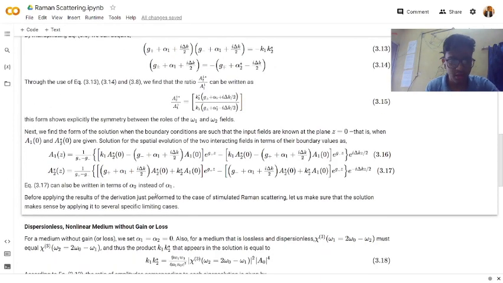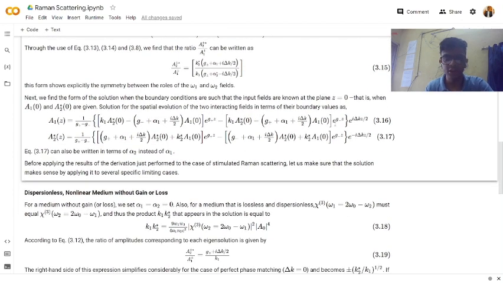And notice one more thing, that in equation 3.17, which is A2 star, this can also be written in the form of alpha 2 instead of alpha 1. So yes, this is our final solution. But before going on to apply this solution to Raman scattering, let us now make sense of this solution. Let us intuitively get an idea of it. We'll apply some limiting cases and see if this equation gives us the correct solution for those limiting cases.